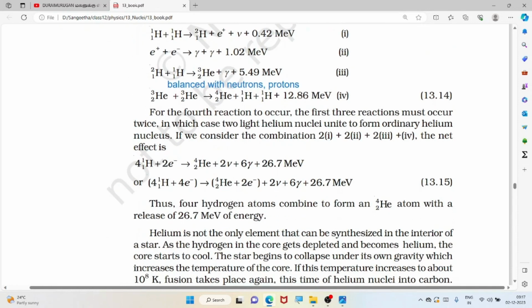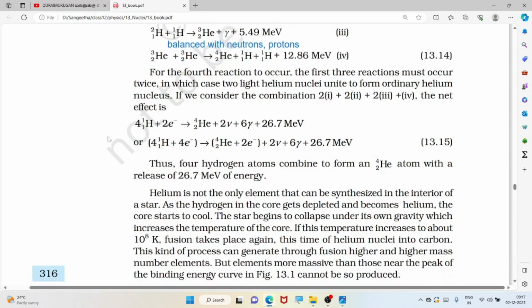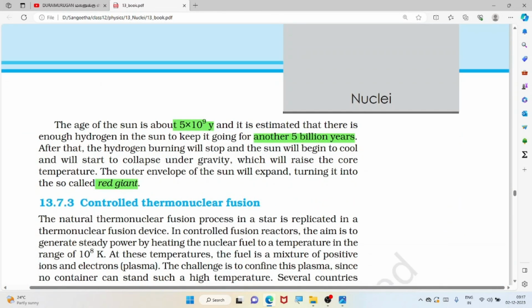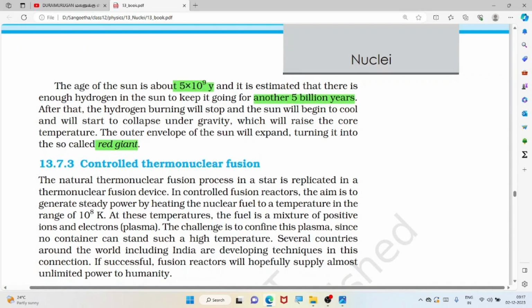This is how the equation is balanced in a nuclear reaction. The number of protons and neutrons are equal on the left side and the right side. The age of the sun is this many years. It is estimated that there is enough hydrogen to keep the sun going for another five billion years.